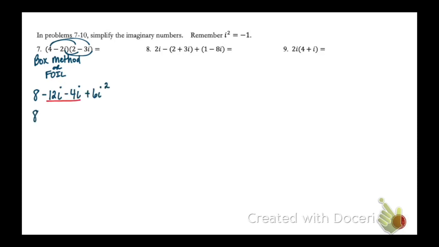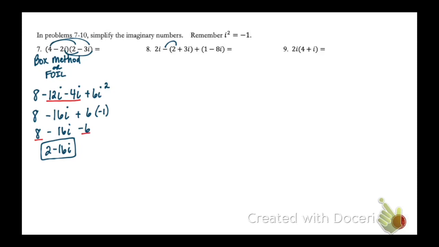So whenever I multiply each of the terms in the first parentheses by each of the terms in the second parentheses, I get this line. And now what I'm going to do is I'm going to combine like terms. And I'm replacing my i squared with negative 1. 6 times negative 1 is negative 6. And then I can combine those like terms of 8 and negative 6.